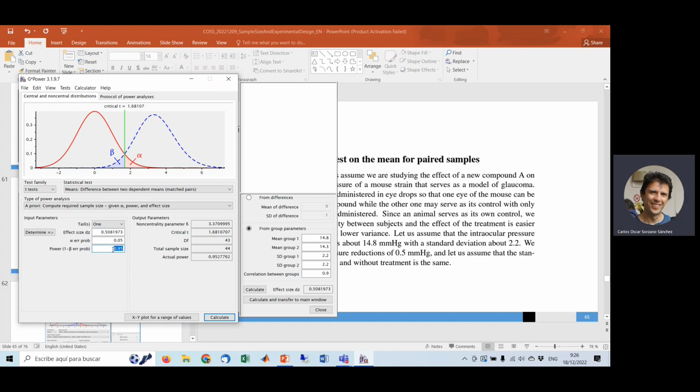Okay, so yeah, so two tails. Let's say that we want to detect either increases or decreases of the eye pressure. Now it is 53. So we have increased from 44 to 53. So that is 9 more animals. That is, I don't know, about 20% more animals.